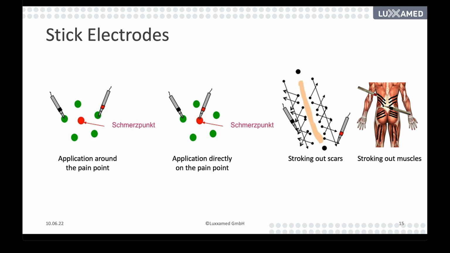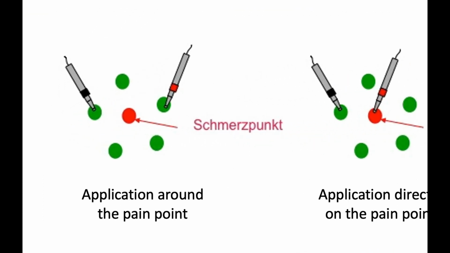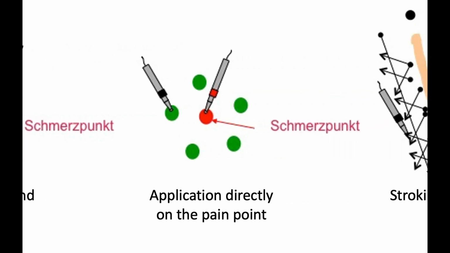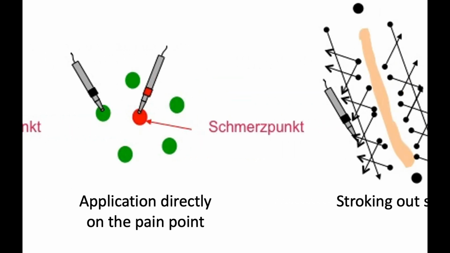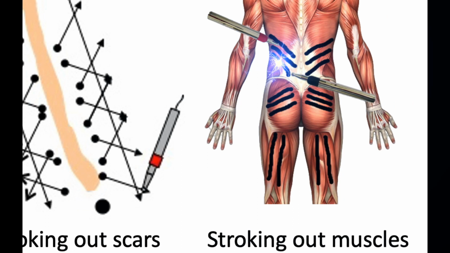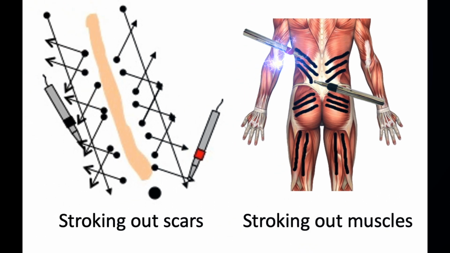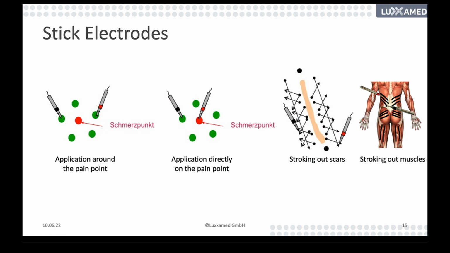Some examples of how to use it. We start first with working around pain points, trigger points, something like this. You can of course work directly on pain points. In scars, it's quite nice to work. You can stroke out the scars, around the scar, depending on the sensation for the patient. And of course, work in muscle areas, work on fascial lines, on trigger points, and all that stuff in the soft tissue area and the muscles.